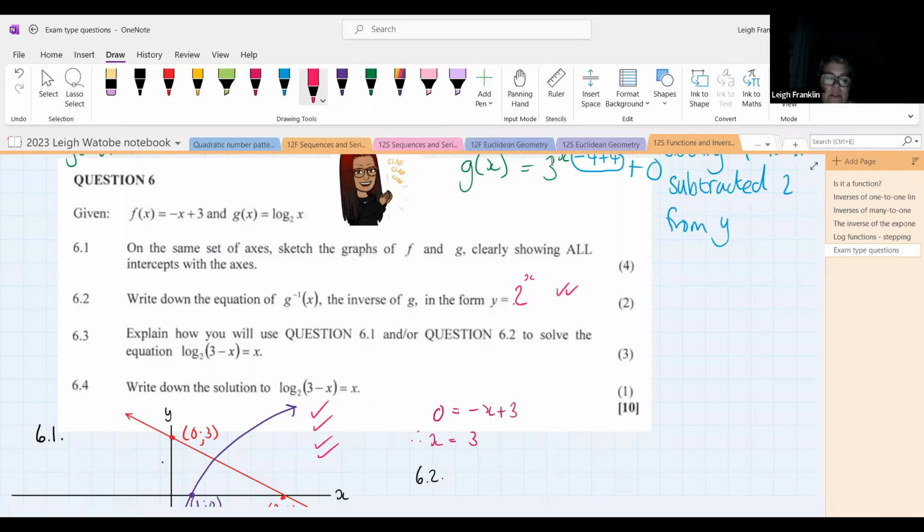Now we get into the slightly more thinking type questions. And the first question that they ask us is to explain. We don't see that very often in maths. Explain how you will use question 6.1 and or question 6.2 to solve the equation log base 2 of 3 minus x equals x. How would we use question 6.1 and or 6.2 in order to solve this equation?